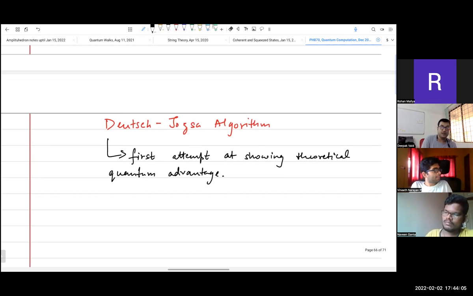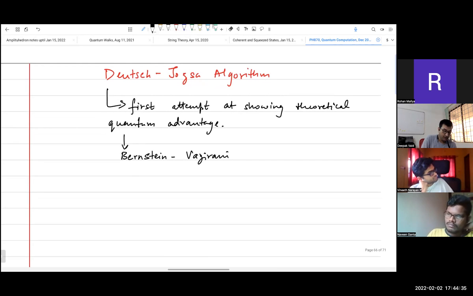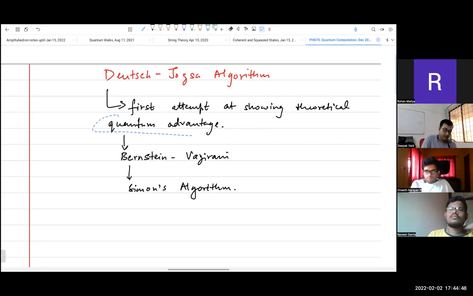Okay, so the initial algorithms which emerged in the early days were not really very useful, as far as allowing us to compute things. And then there was a refinement of this, which was called the Bernstein-Vazirani algorithm. And then there was a refinement of that, which is called Simon's algorithm. So all of these were trying to establish the fact that there is a quantum advantage.